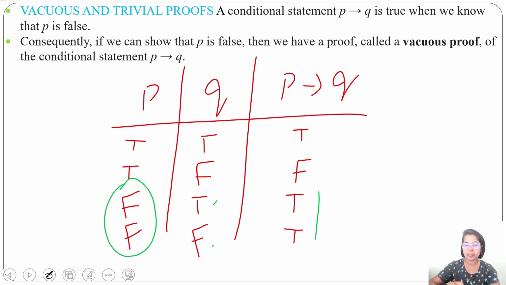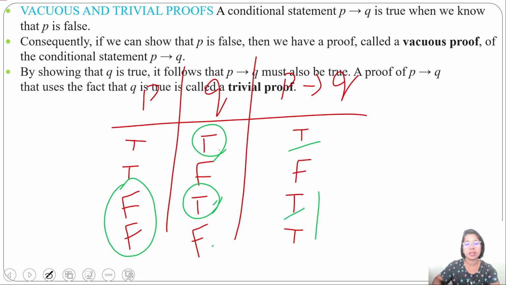Next is trivial proof. In trivial proof, we try to prove that if Q is true, just check here. Here Q is true, here Q is true. In both cases, P implies Q is true. So if Q is true, then P implies Q must also be true. A proof of P implies Q that uses the fact that Q is true is called a trivial proof. So if P is false, then P implies Q is true, that is our vacuous proof. And if Q is true, then P implies Q is true, that is our trivial proof.